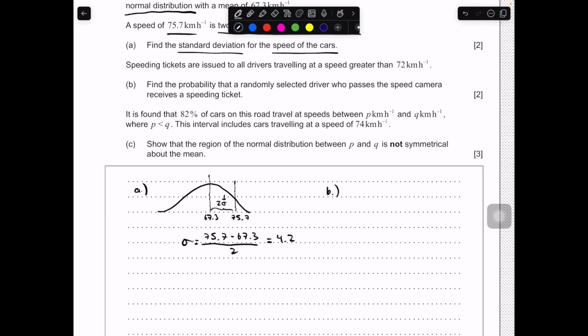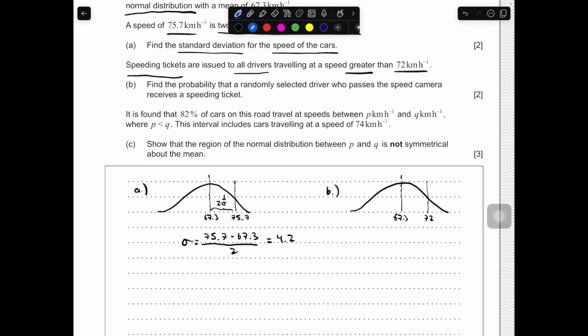Speeding tickets are issued to all drivers traveling at a speed greater than 72 kilometers an hour. Find the probability that a randomly selected driver who passes the speed camera receives a speeding ticket. To be honest, I often think these are pretty helpful to visualize. Here's our mean once again. Someone traveling greater than, so if we know this is 67.3, someone's traveling greater than 72 kilometers.